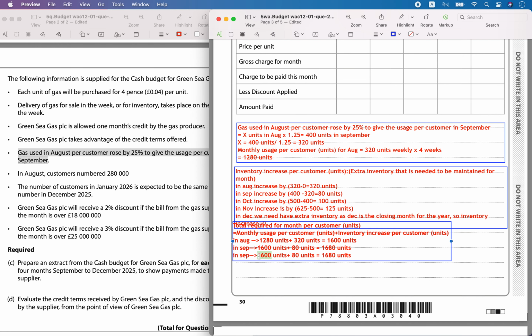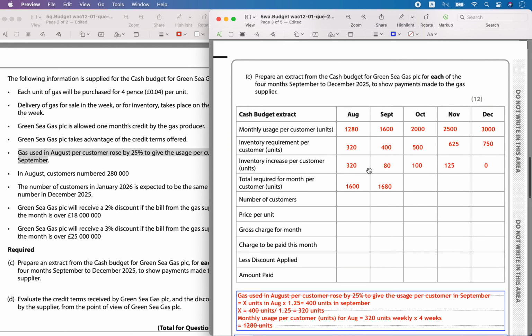So the unit consumption for the entire month per customer was 2000 units, and they needed some 100 units extra. So that is equal to 2100 units that is required to be purchased.